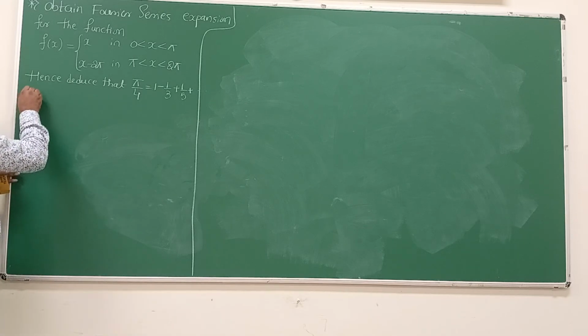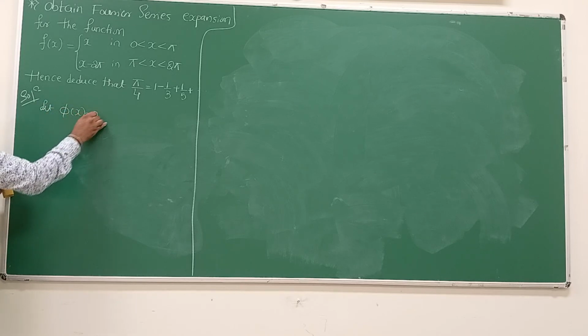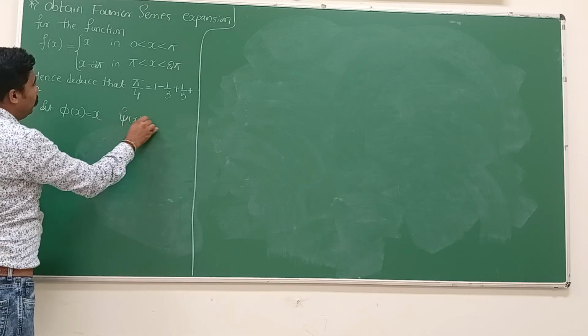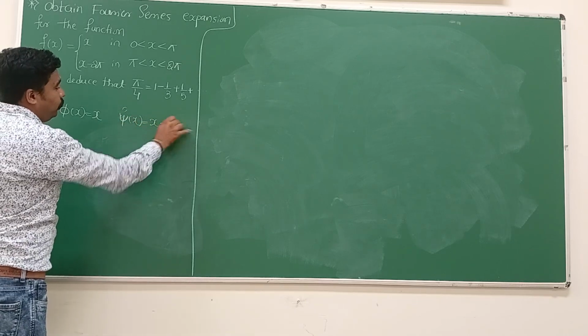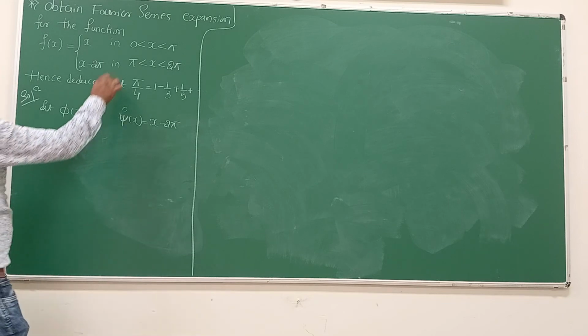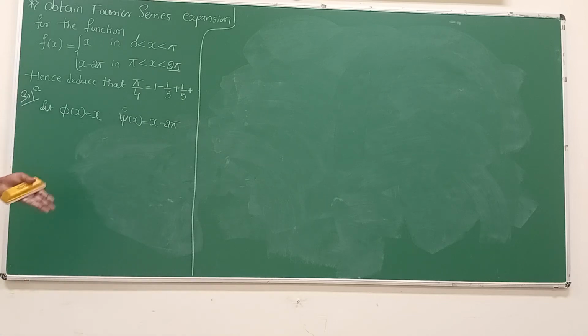Now, there are two functions given. Let's write them. Phi of x equal to x, and psi of x equal to x minus 2 pi. Now you can see the lower limit is 0 and the upper limit is 2 pi. This is of the standard form 0 to 2 pi.